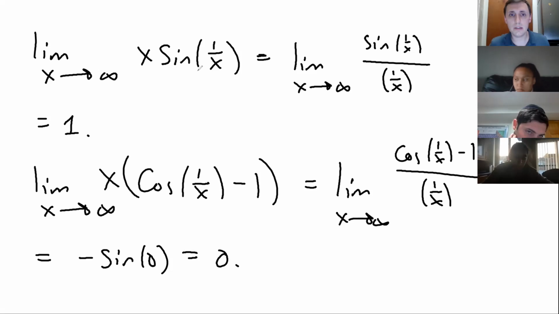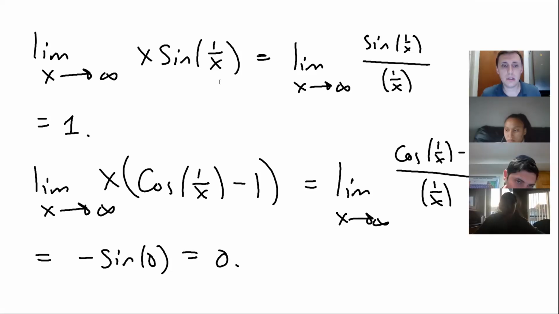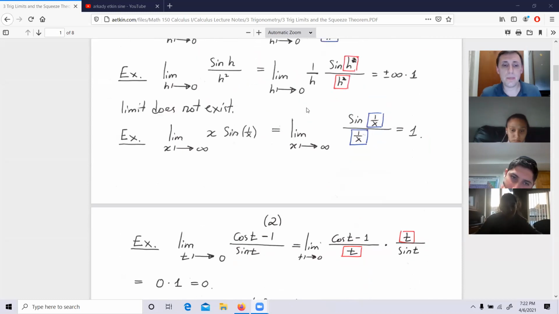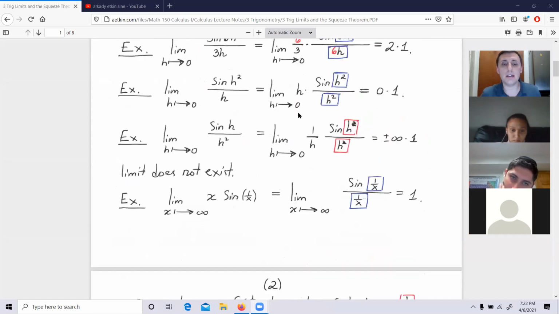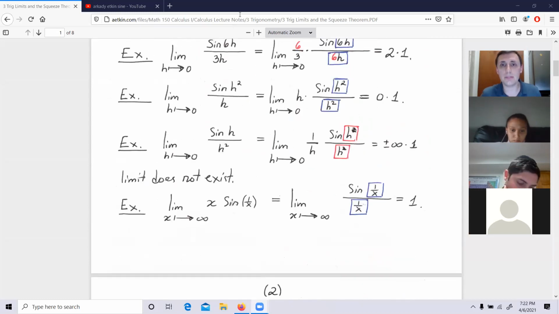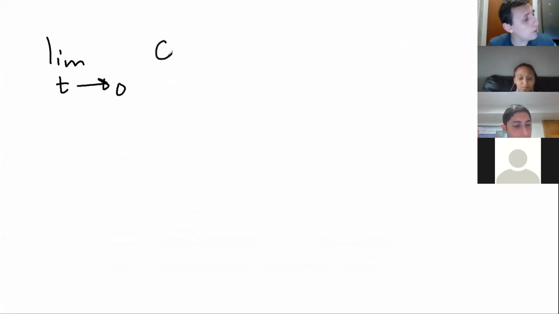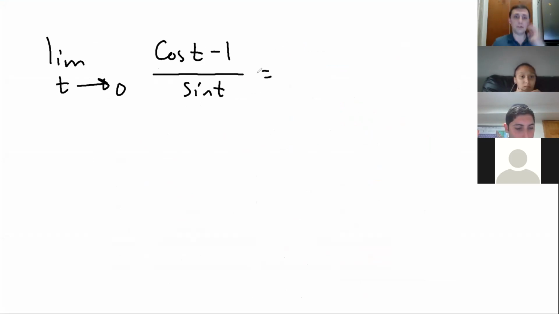All right. Now, guys, let's try more complicated limits. Slightly more complicated. Let's say, what would you say if I said limit as t goes to 0 of cosine of t minus 1 divided by sine t? What would you say this is equal to?